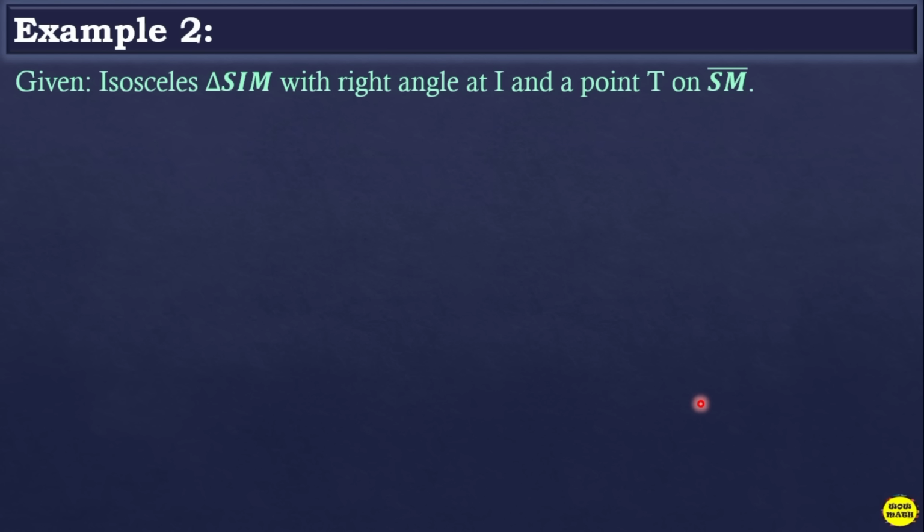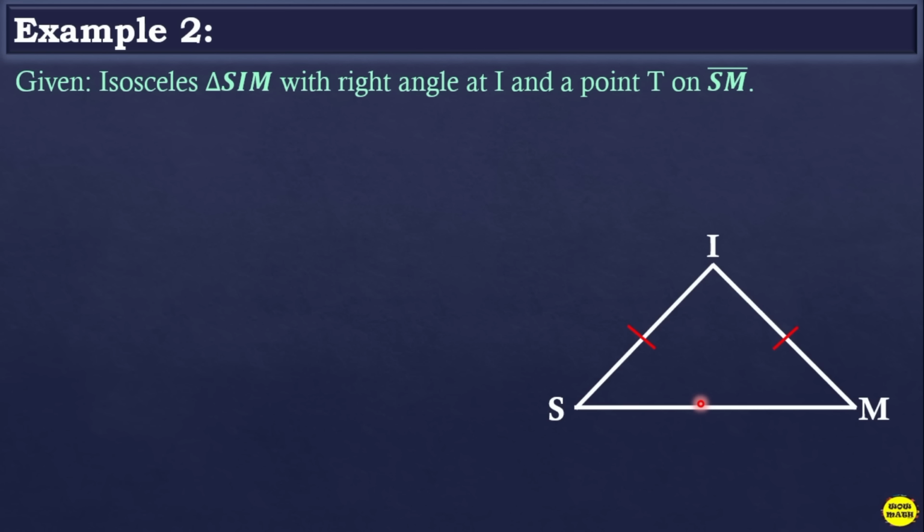Let's have example number 2. I have here isosceles triangle SIM. So we have here an isosceles triangle. As you can see, we have two sides of the triangle that are congruent with a right angle at I. So ito daw pong angle natin, angle I, is a right angle. So since right angle siya, ibig sabihin ang measure po nito ay 90 degrees. And meron pa po tayo ditong point T on segment SM. So, if this is your segment SM, meron tayong point T.